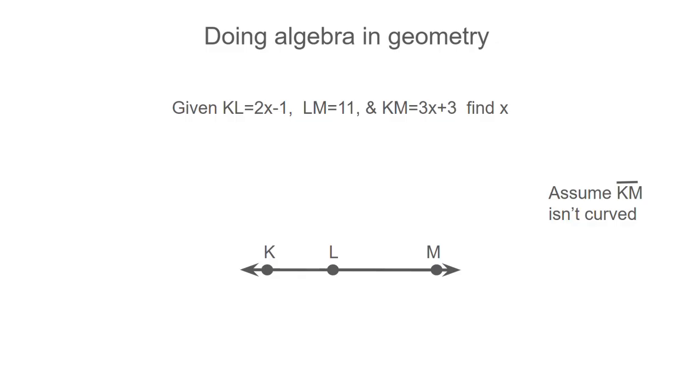Using the segment addition postulate, we can add the two expressions for the parts and set them equal to the expression for the whole. Doing so gets us this equation, which you should know how to solve at this point. If you need a refresher, visit my videos on the first unit in this course, which will come out soon. After solving this equation, you should get x equals 7.